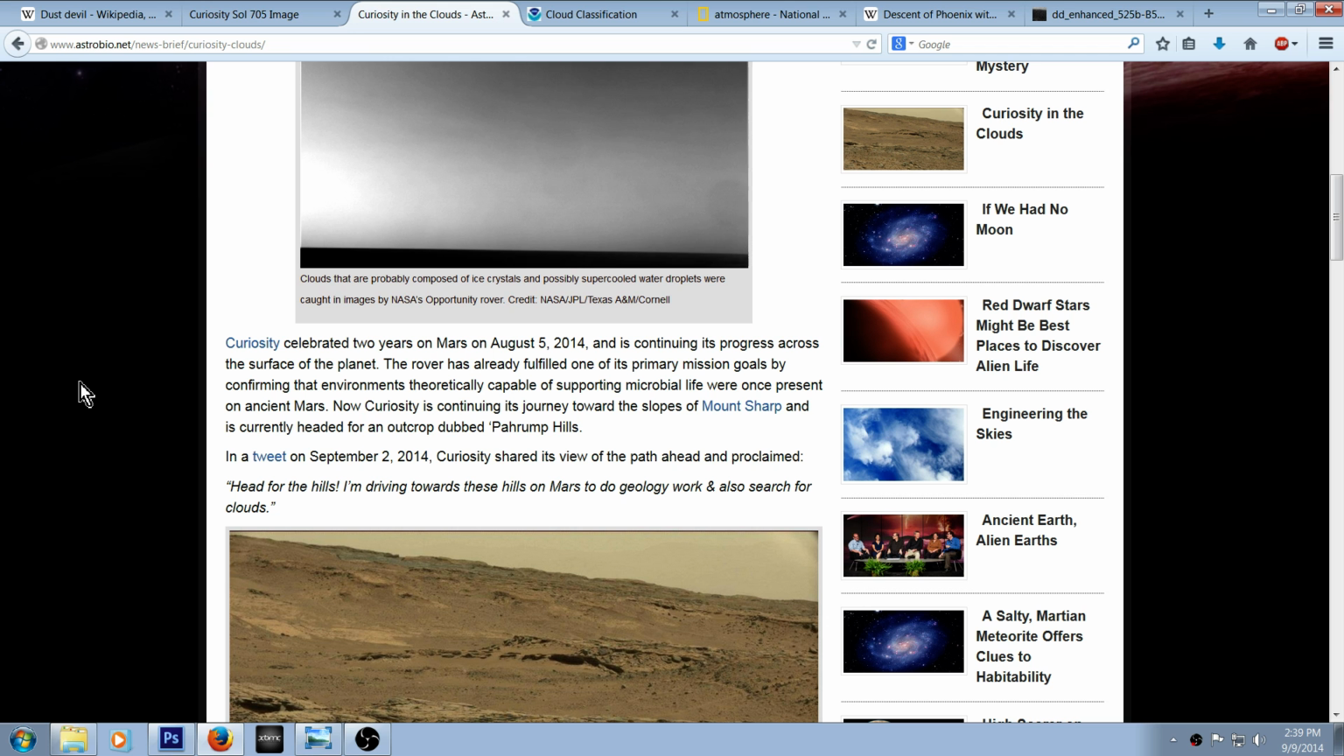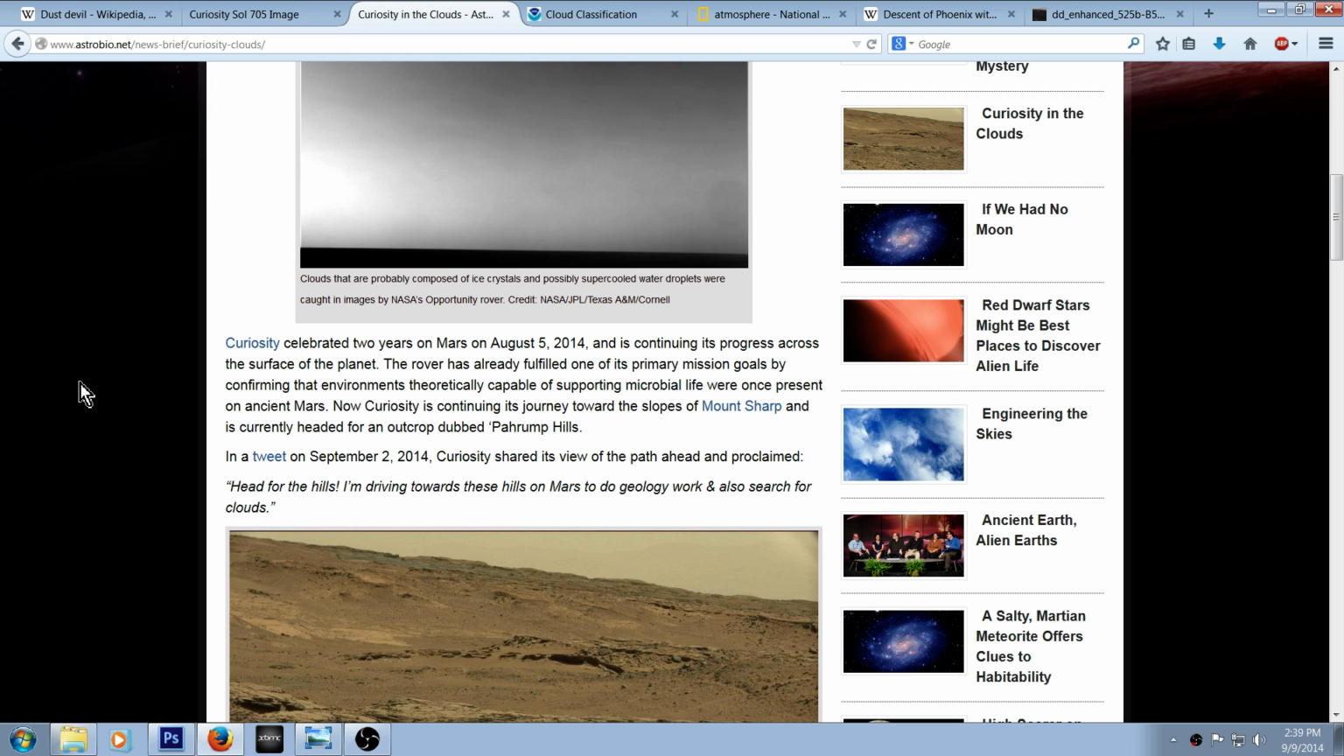Curiosity celebrated 2 years on Mars on August 5th, 2014, and is continuing its progress across the surface of the planet. The rover has already fulfilled one of its primary mission's goals, confirming the environment's theoretically capable of supporting microbial life, were it once present on ancient Mars. Ooh, microbial. Again, we've been there since the 70s, but yet, we're just still looking for it, guys. Now Curiosity is continuing its journey toward the slopes of Mount Garbage. Oh, I mean Sharp, rather. And is currently headed for an outcrop dubbed Pahrump Hills.